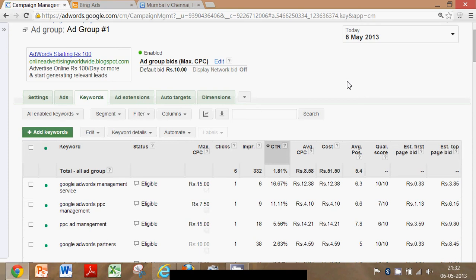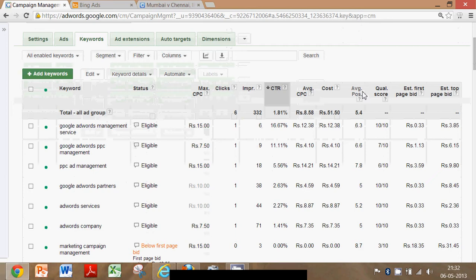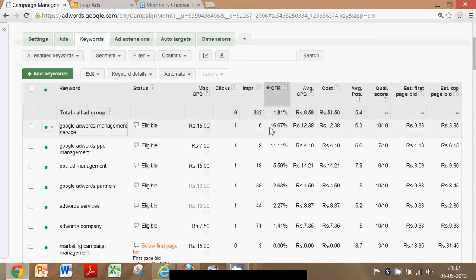If you're going to make 500 rupees from a customer, it's a good idea to spend 20-25 rupees on a good keyword and get a customer within that. These keywords also result in some above average CTRs. For example, Google AdWords Management Service, for which I have bid 15 rupees, is resulting in a CTR of 16.67%, 6 impressions, 1 click.